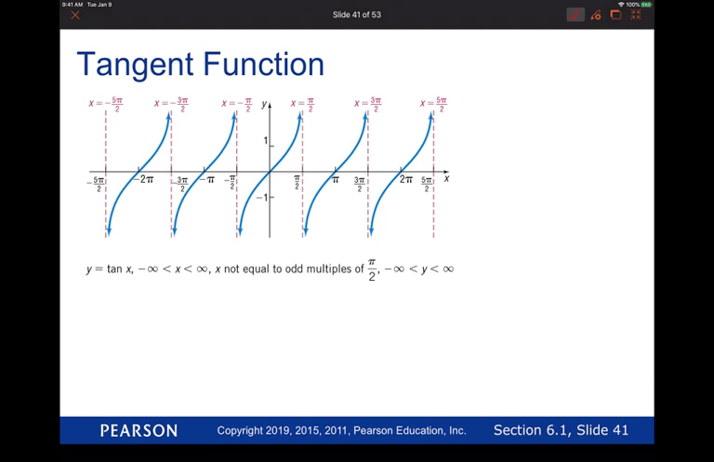Remember, for sine, we restricted sine from negative 90 to 90. We restricted cosine from 0 to 180. So based on this graph, what can we get rid of and keep so that it passes the horizontal line test? In other words, restrict the domain from where to where?